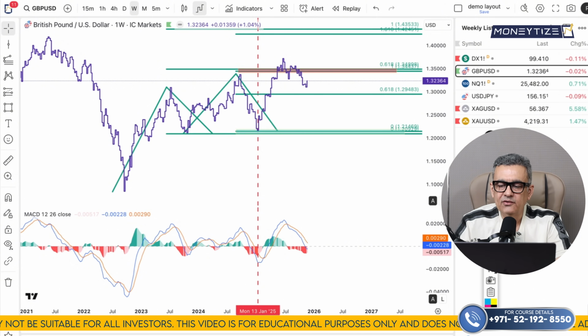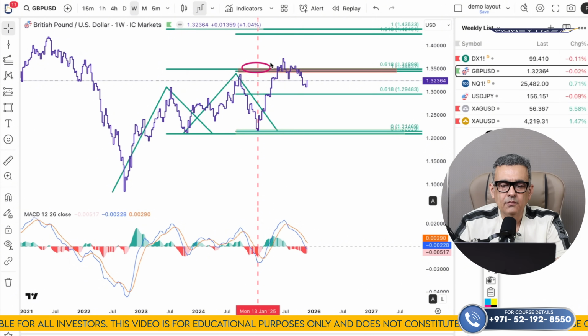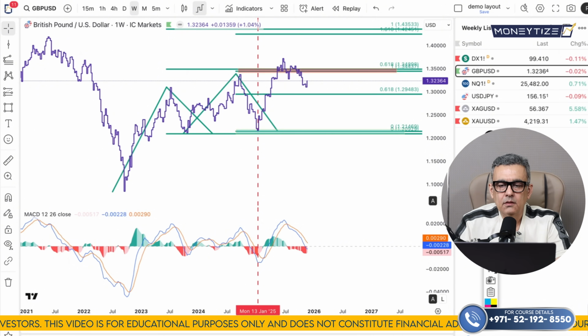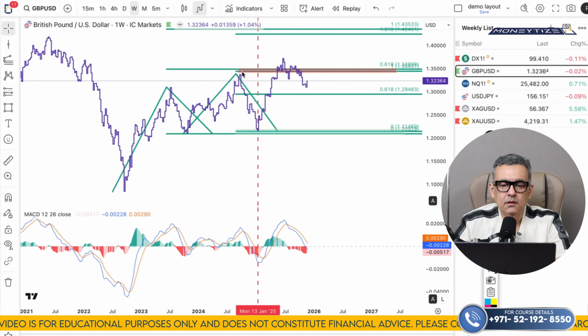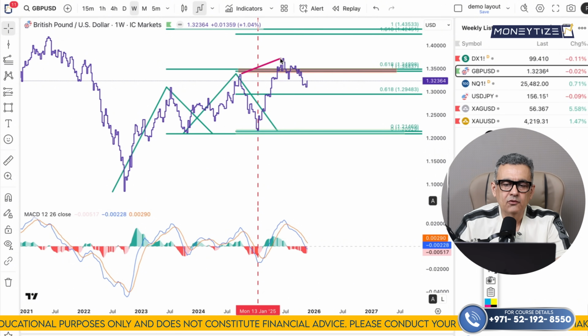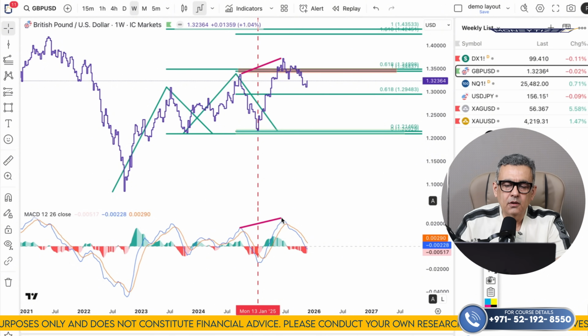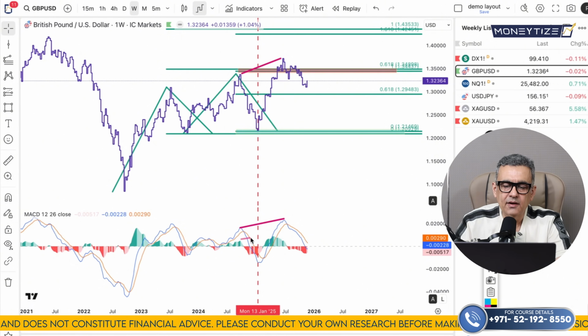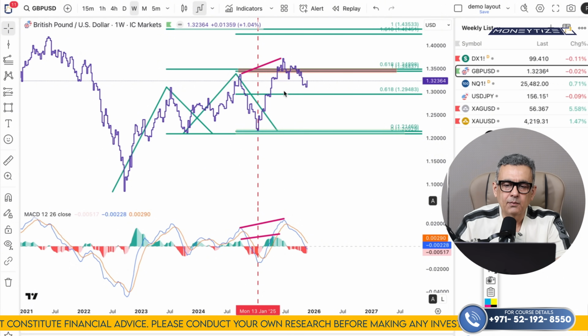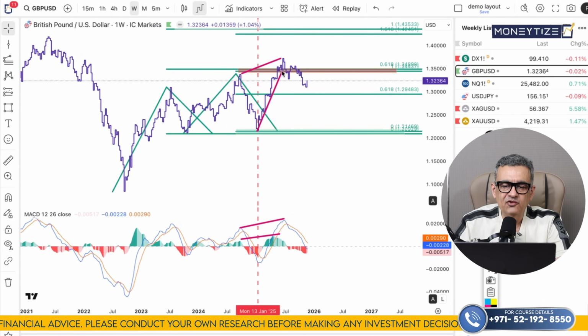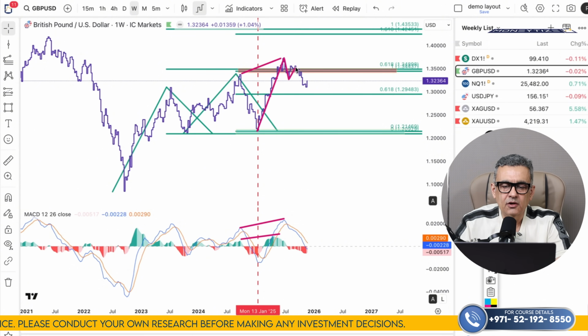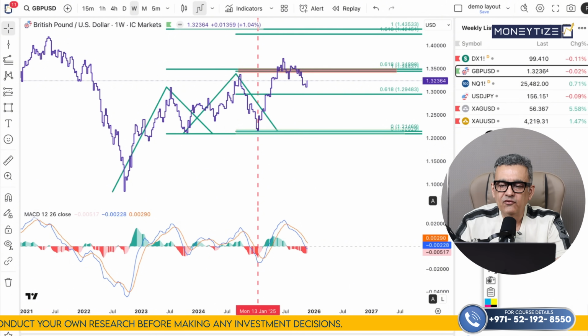I do not see divergence here. I can see higher high formation between the two swing highs, higher high formation on MACD lines, and higher high formation on MACD histogram, which means after this bullish leg, there should be some short-term drop, corrective drop, and then continuation higher. So let's apply fib retracement.